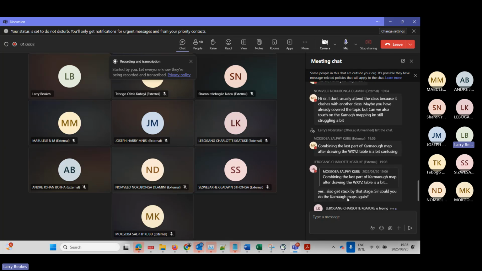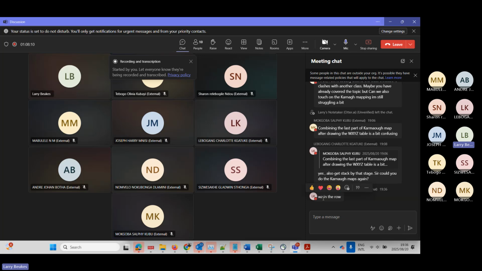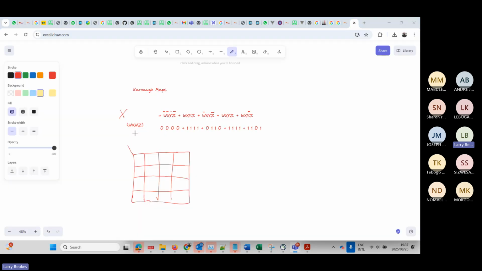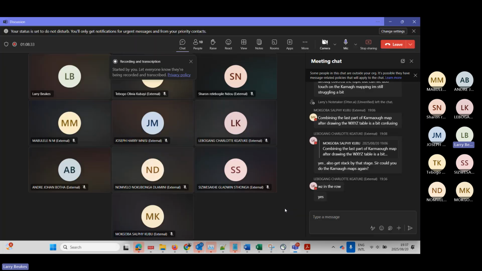Okay, no recommendation. There's Lebogang. Yes, Charlotte: WX in the rows. The first two, right? Just correct me if I'm wrong. WX, yeah, this is how we did it in high school. So I guess it's right like this.